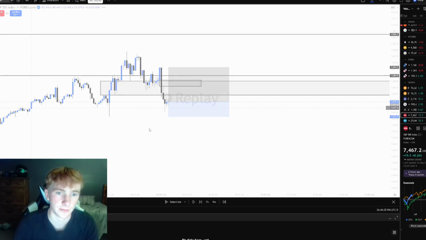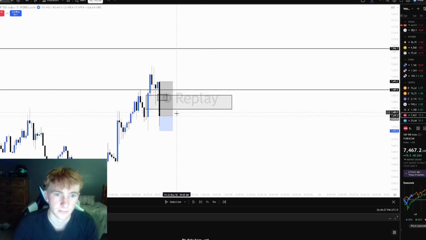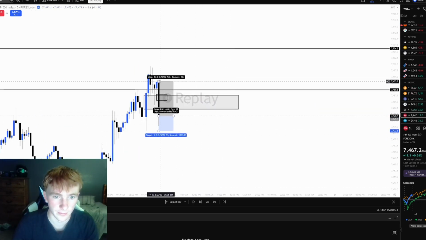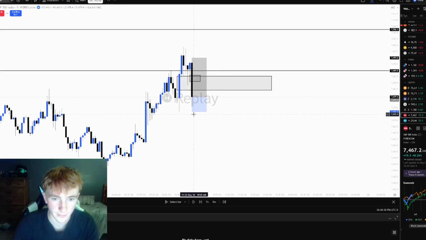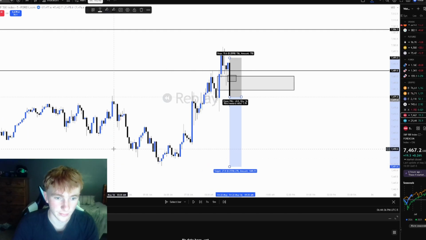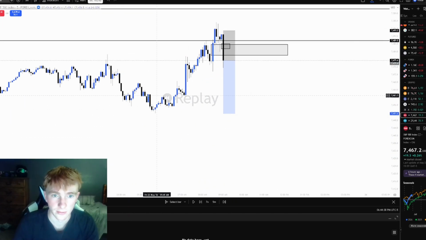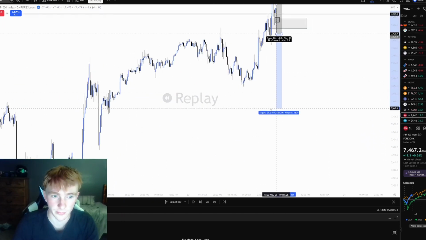Let me check the 5 minute. Yeah, I think it was right there. Maybe a little bit higher because of that gap that's about to form. I was targeting at least that. I know that. This is Friday's price action, by the way.